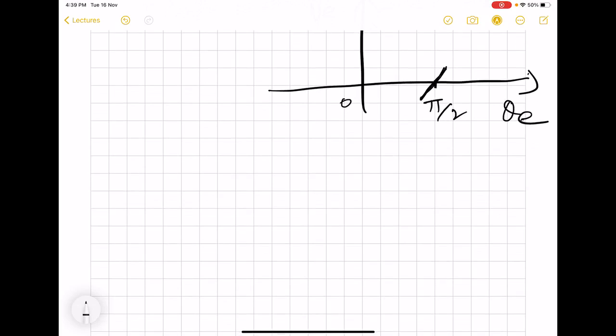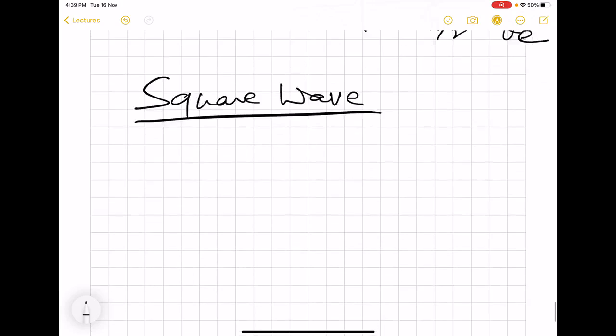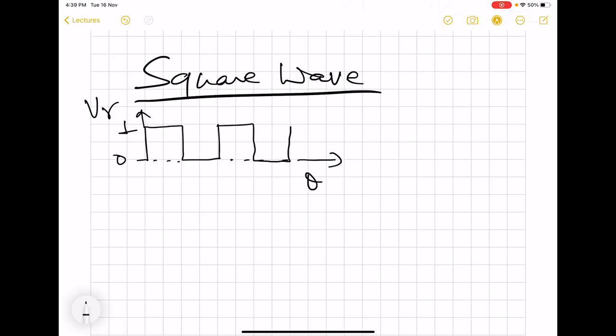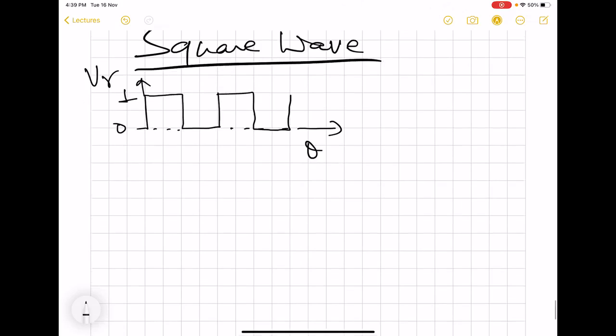We will try to interpret the digital signal also in terms of the phasor undergoing circular motion. So first we will see a square wave. Say we have this square wave between 0 and 1, say VR, and we want to know what we mean by the phase of this.